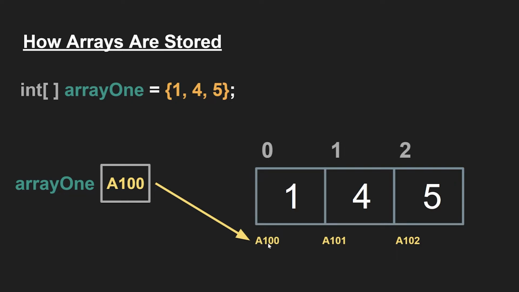Because we told Java our array has length 3, now it says, okay, starting at A100, any value within 3 values, because length is 3, is going to be part of our array. So that's how we go about doing it. Just remember that array variables only store the address, not the actual arrays themselves.